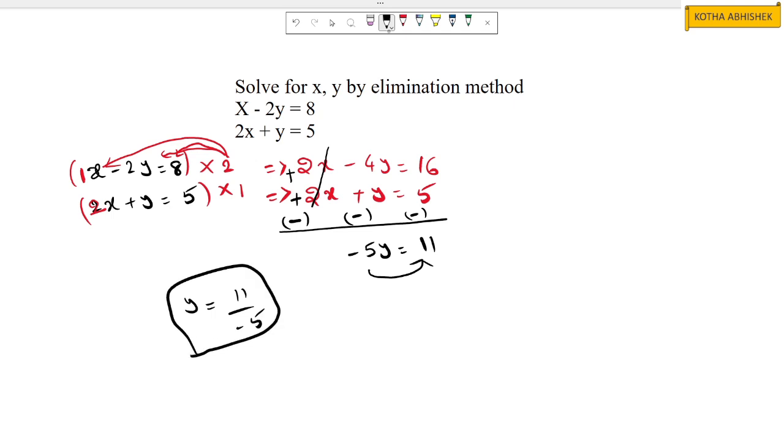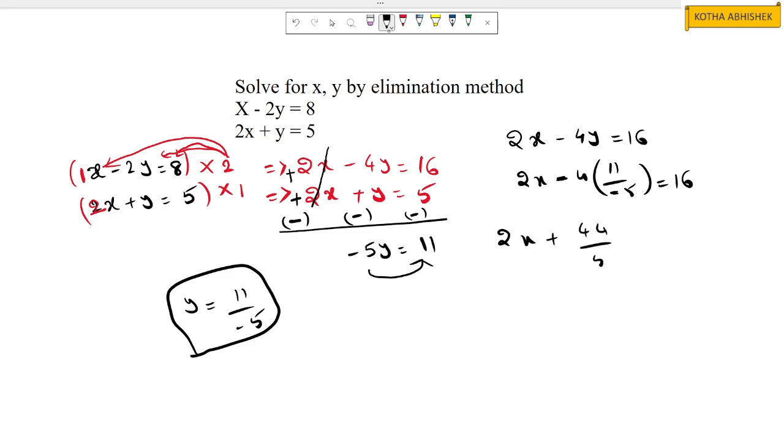Now substitute this y value in any one of the equations. I'll move to the first equation, that is 2x minus 4y equals 16. 2x minus 4 into the y value, 11 by minus 5, equals 16. 2x as it is, here minus and here one more minus, so minus into minus is plus, 4 11s are 44 divided by 5 equals 16. Taking this 44 by 5 to the right side, we will get 2x equals 16 minus 44 by 5. The 16 I am writing as 16 by 1, and let us do the cross multiplication of this.